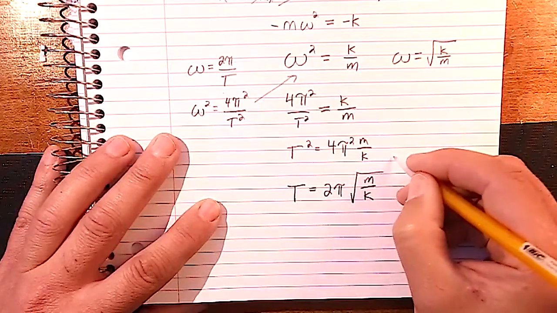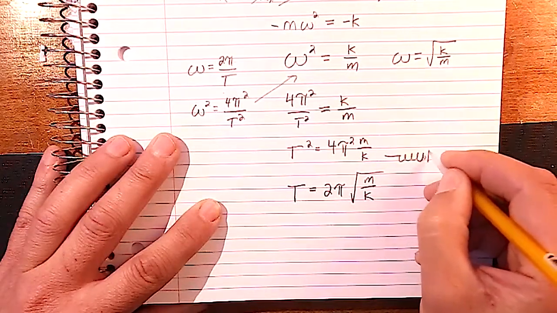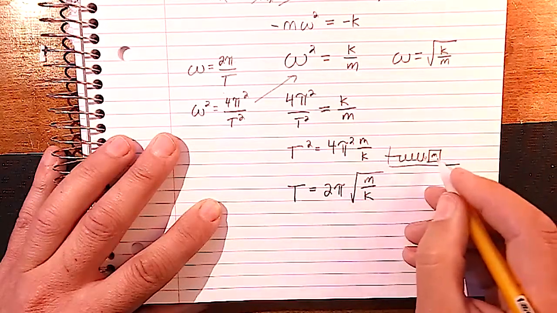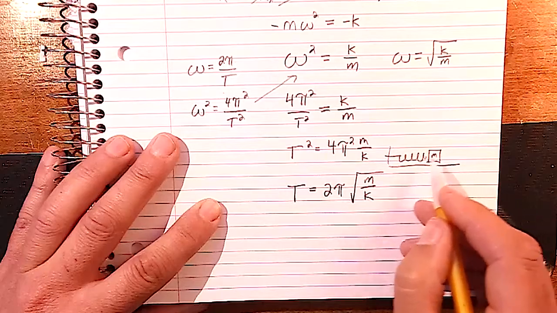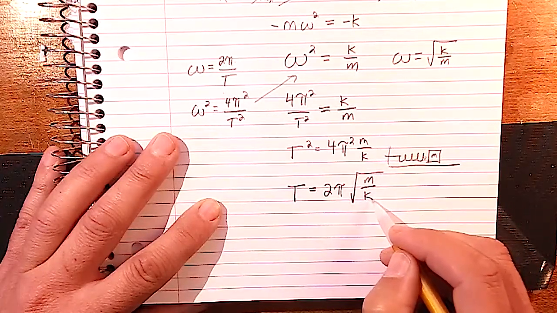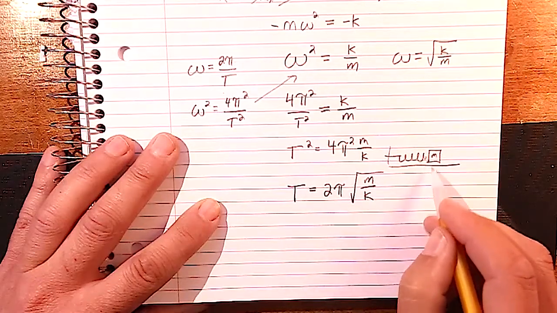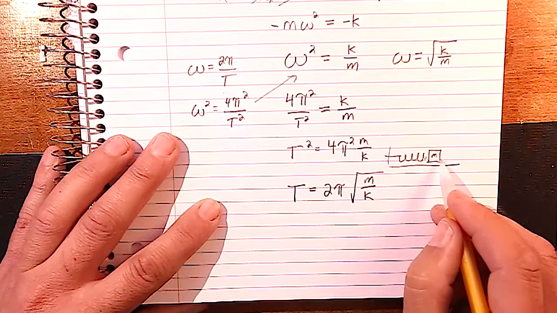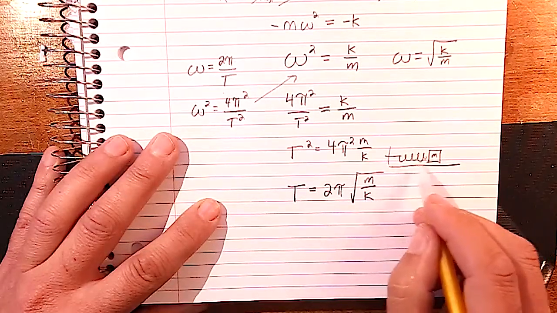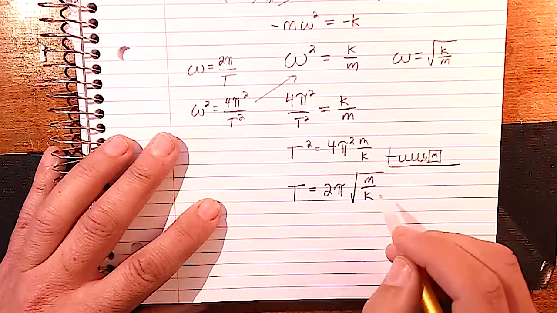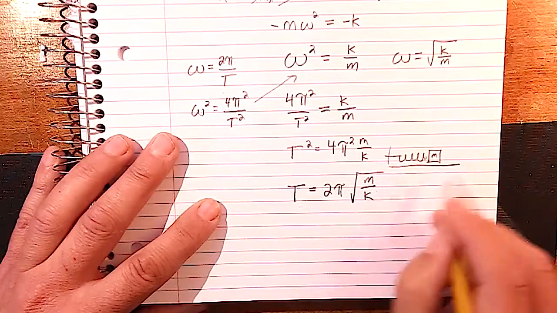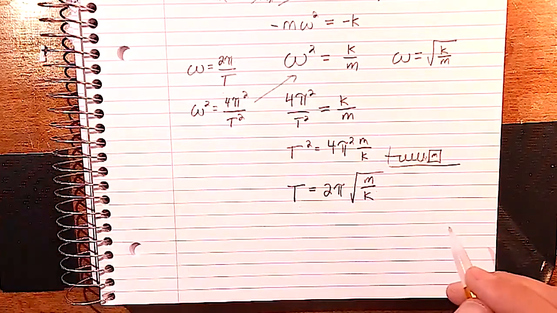So what does this tell us about this mass on the spring that oscillates back and forth? Well, as it oscillates back and forth, the time it takes to go back and forth depends on the mass, and it depends on the spring constant. As the mass goes up, more mass, then it's going to take it longer to go back and forth. And that should make sense. It's harder to push on it. It's harder to accelerate it. And if the spring constant goes up, the time goes down. A stiffer spring will make this oscillate more rapidly.